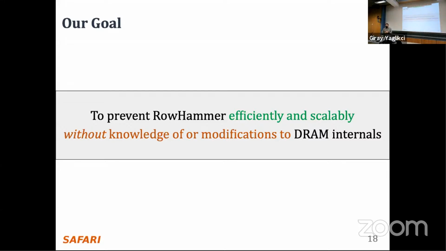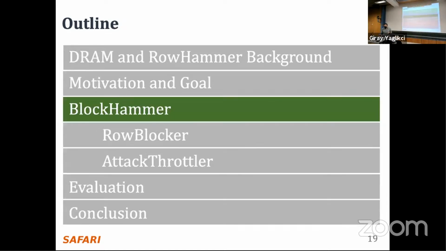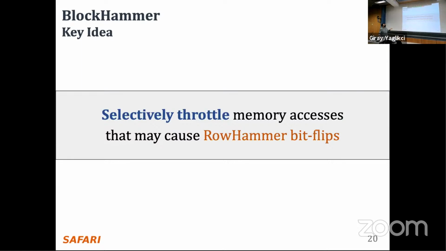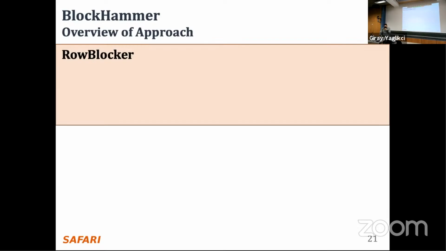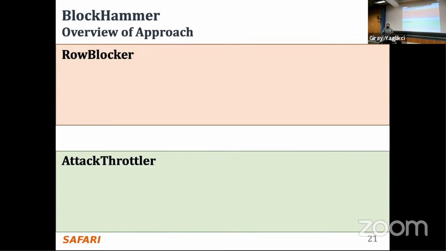Our goal in this work is to prevent RowHammer efficiently and scalably without knowledge or modifications to DRAM internals. Based on this, I will start explaining BlockHammer now. BlockHammer's key idea is to selectively throttle memory accesses that may cause RowHammer bit flips. BlockHammer consists of two mechanisms, namely row blocker and attack throttler.